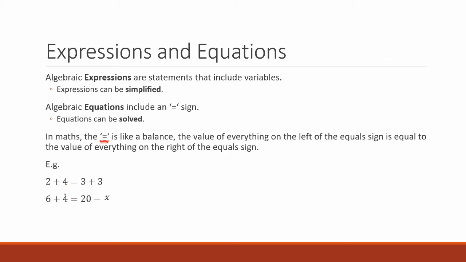Okay, here's another one. We have 6 plus 4, and that is equal to 20 minus an unknown value x. And again, we can solve this. We know that 6 plus 4 has a value of 10. So on the other side of the equal sign, we know that 20 minus something must equal 10 as well. And so we know that that unknown variable is the value 10.